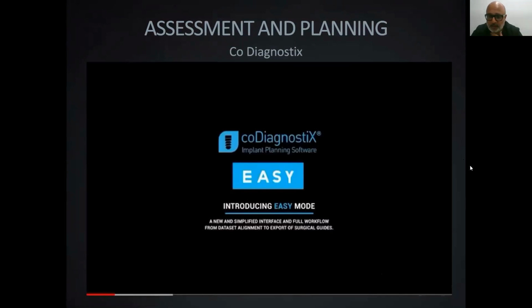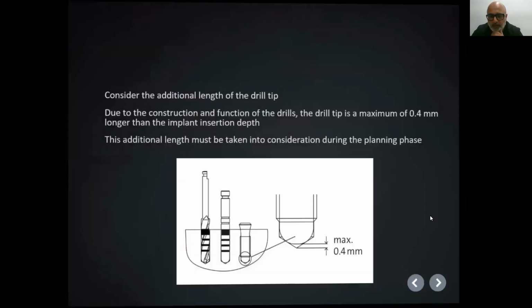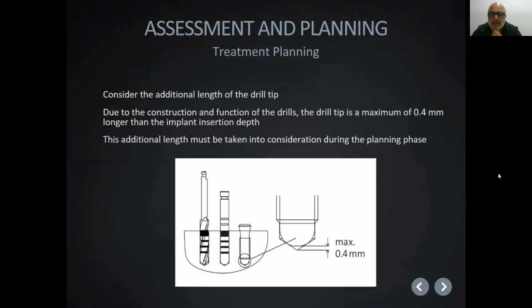I want to see if I can get back to that. We'll get that running. Okay. So as I said, consider the additional length of the drill tip. Due to the construction of the drills, the drill tip is a maximum of 0.4 millimeters longer than the implant insertion depth. The additional length must be taken into consideration during the planning phase.